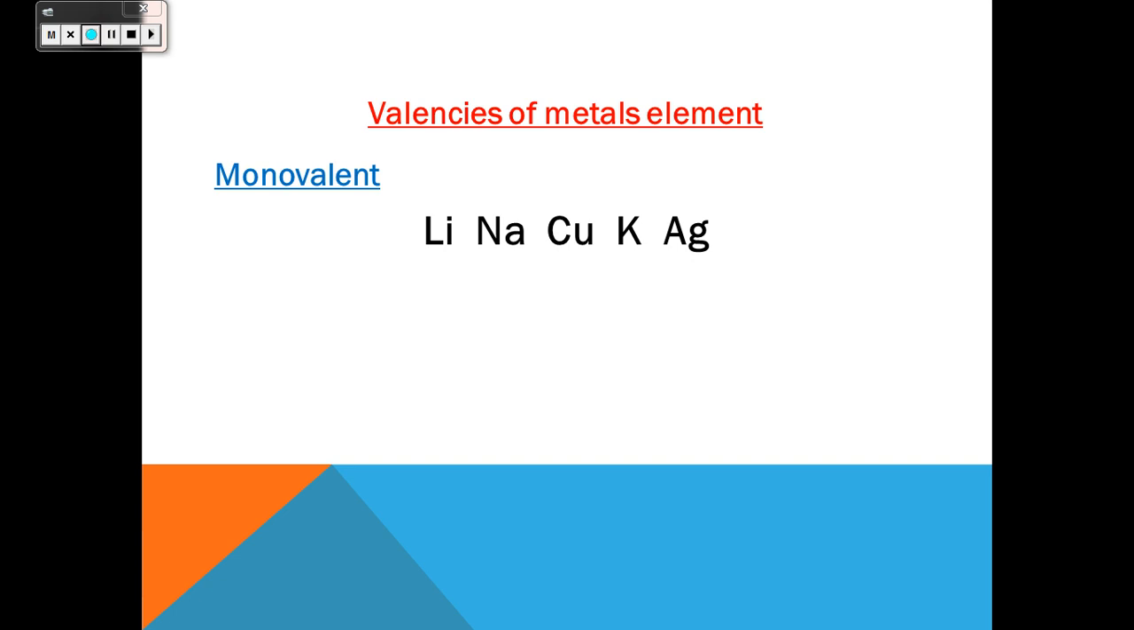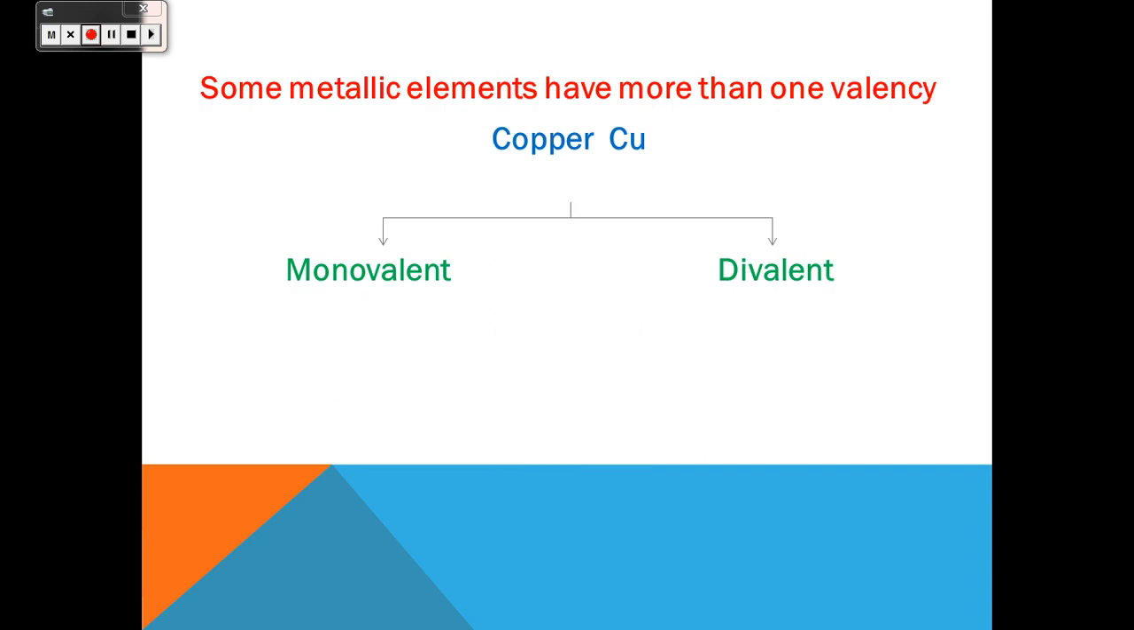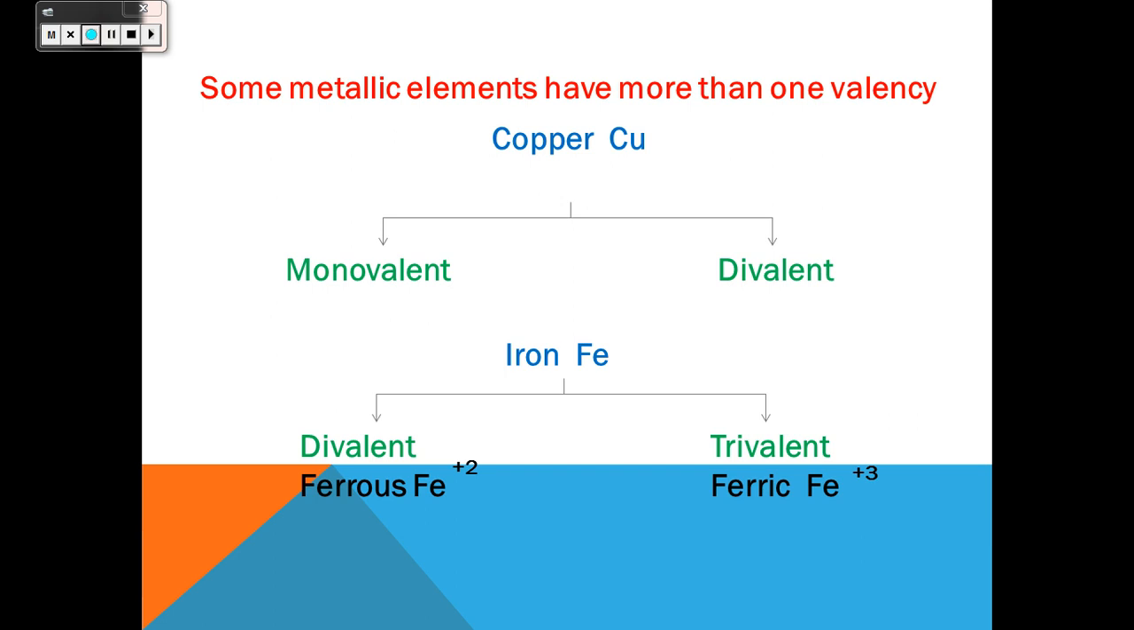And now valencies of metals. Metals can be monovalent like lithium, sodium, potassium, silver, and copper, or divalent like copper, calcium, iron, magnesium, lead, mercury, and zinc. They can also be trivalent like aluminium, iron, and gold. Some metal elements have more than one valency like copper. Copper can be monovalent or divalent. And iron also can be divalent, and in this case we call it ferrous, and it can be trivalent, and we call it ferric.